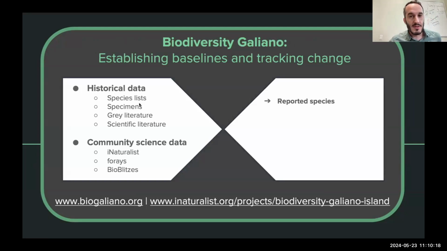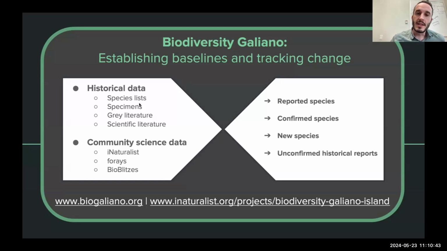Comparing these two sources of information, the outcomes are quite simple, but very useful. First, you have the list of all species that are historically reported for Galiano. Then, as we continue our search efforts, we have the growing list of confirmed reports, that is, species historically reported that are subsequently documented by project contributors. We get the list of any new species that may turn up. And importantly, we get the list of unconfirmed historical reports.